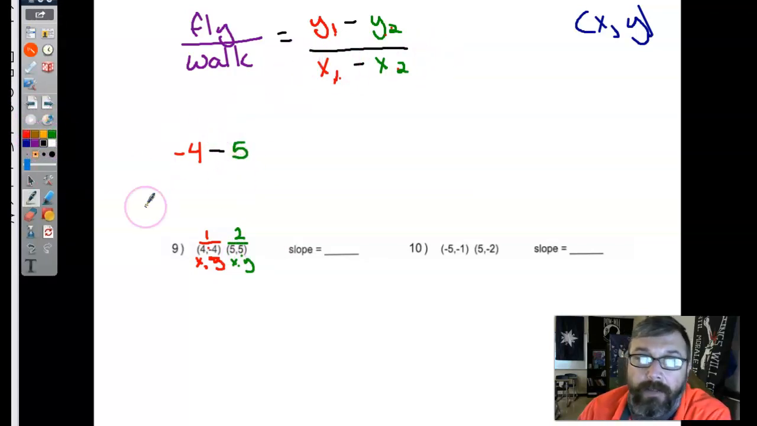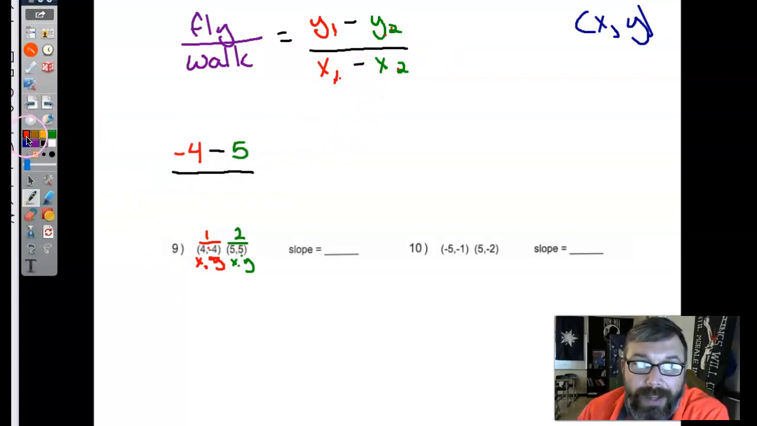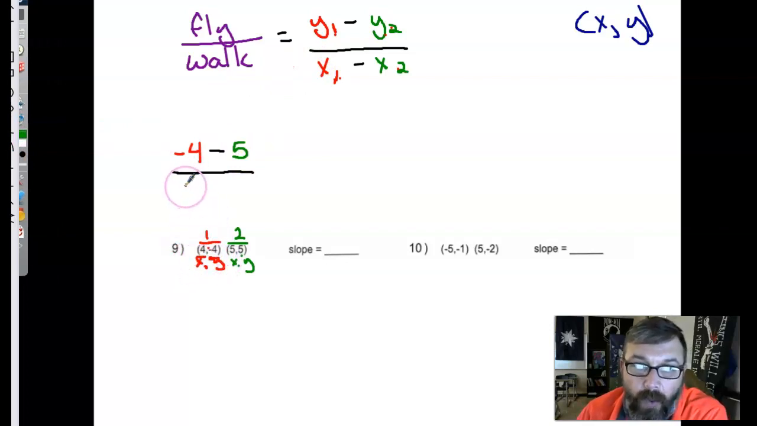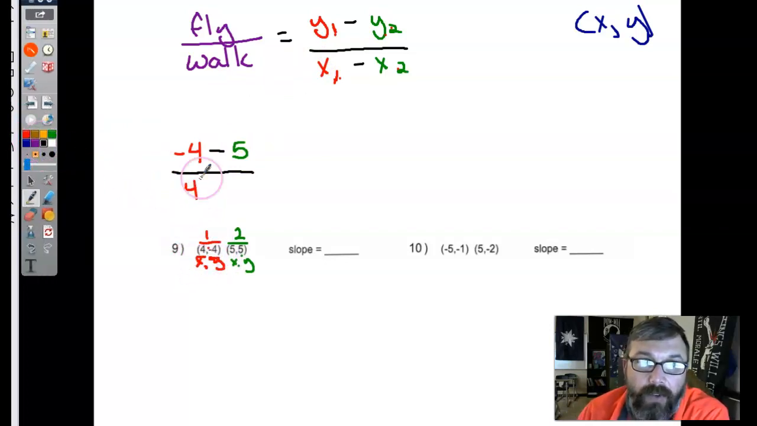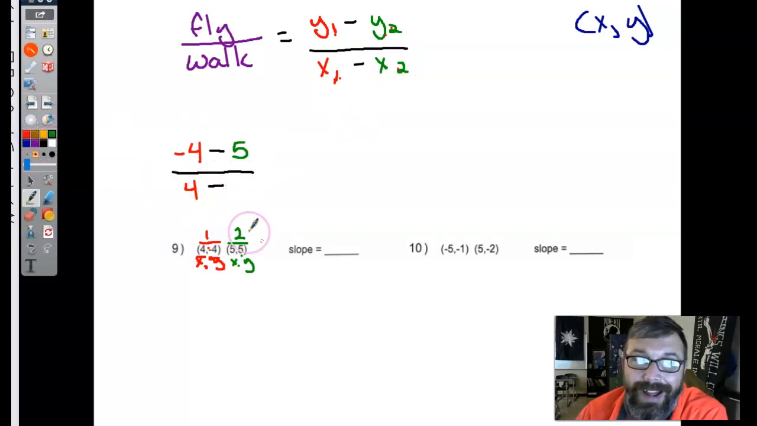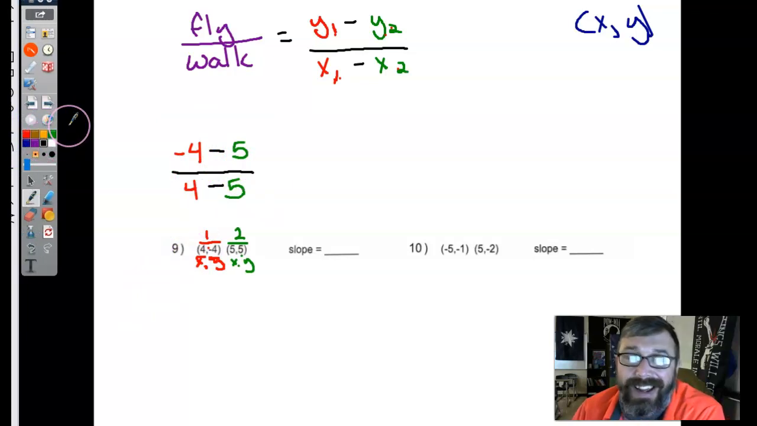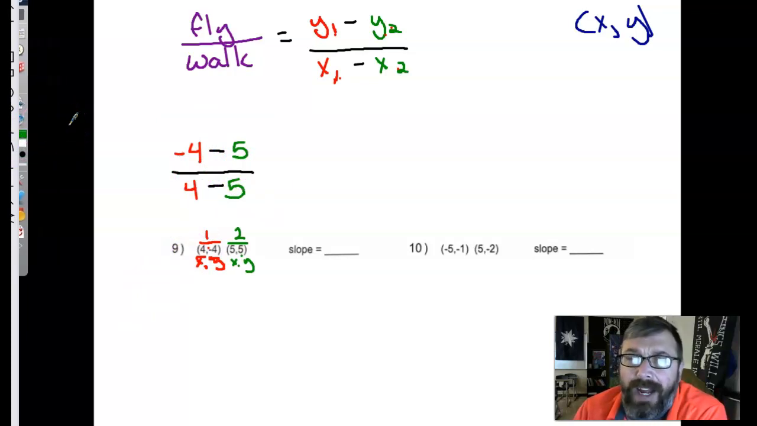Looking at my formula, that's going to be over how far I walked, which will be x1. So I find the first x value, 4. And I'm going to subtract x2, which is my second x value, 5. So now I have something that's just arithmetic. Integers can be a little bit of a pain. If you're having problems with integers, please practice integers. Let me know if that's something you need help with.